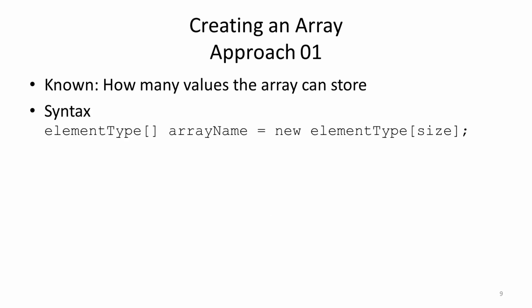For approach number 1, you know how many values the array can store, meaning how big you want the array to be. The assumption here is you don't know the specific values because maybe the values will come from the user or maybe it will come from some outside source. But you do know how many values you want to be able to store in the array. To create an array using approach number 1, it looks like this. Element type, square brackets, give your array a name, equals, new, element type, and then in square brackets, the size.